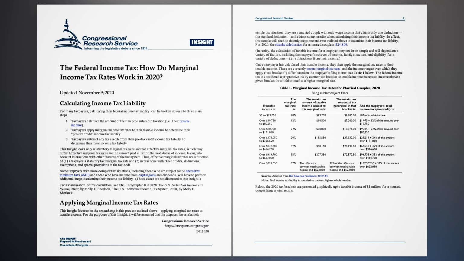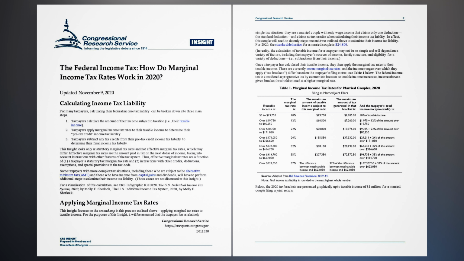Once a taxpayer has calculated their taxable income, they then apply the marginal tax rates to their taxable income. There are currently 7 marginal tax rates, and the income ranges over which they apply, the tax brackets, differ based on the taxpayer's filing status. See Table 1 below. The federal income tax is considered a progressive tax by economists because as taxable income increases, income above a given bracket threshold is taxed at a higher marginal rate.